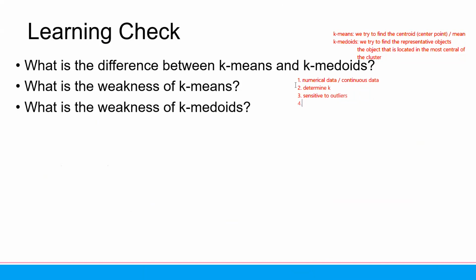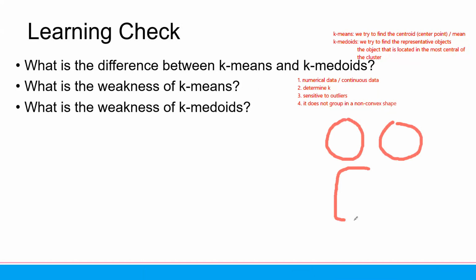And then, it does not group non-convex shapes. Okay, you know the non-convex. If we have a circle like this one, it is convex. Non-convex may be something like this shape. So this is a non-convex shape, and K-means cannot handle this shape.